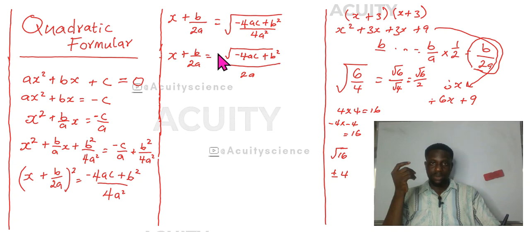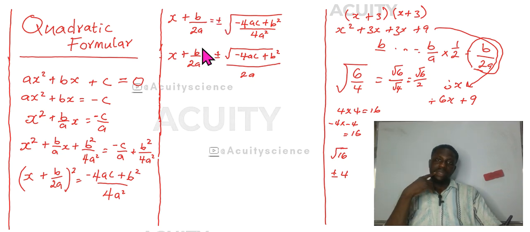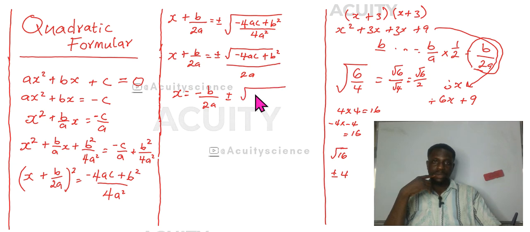Right, so equal to plus minus, same thing here. Equal to plus minus. All right, now let's take this the other way so that we can actually make x the subject of the formula. When it goes over, it becomes negative b over 2a. All right, we have plus minus, of course, the square root of minus 4ac plus b squared all over 2a.